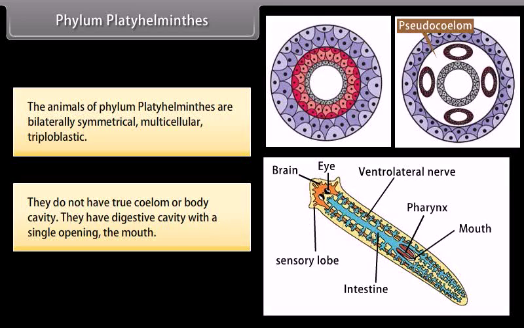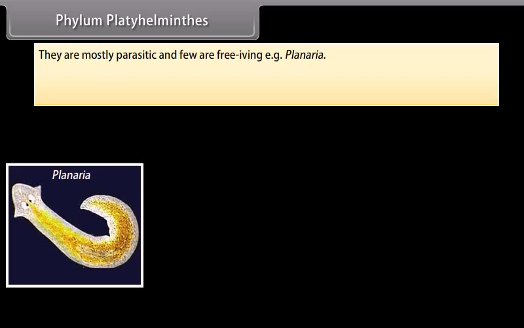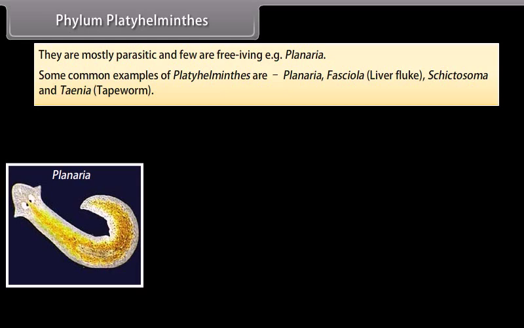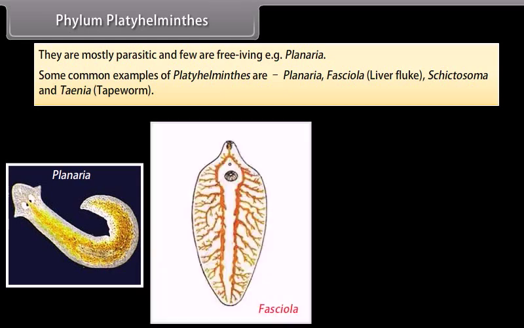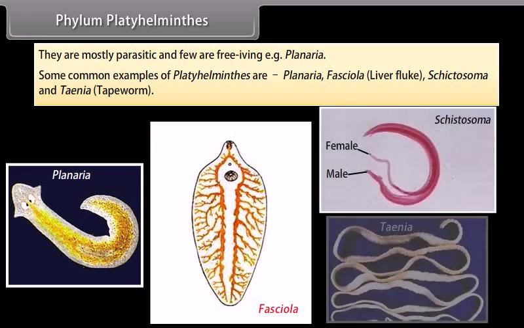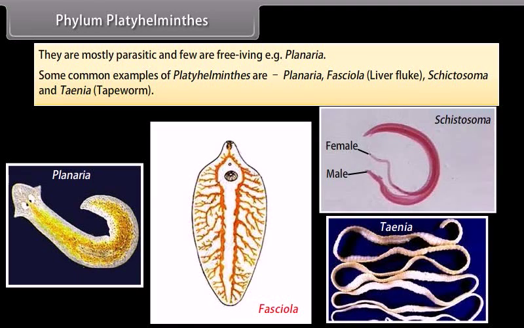They have digestive cavity with a single opening, the mouth. They are mostly parasitic and few are free-living, example, planaria. Some common examples of Platyhelminthes are planaria, Fasciola, liver fluke, Schistosoma, and Taenia, tapeworm.